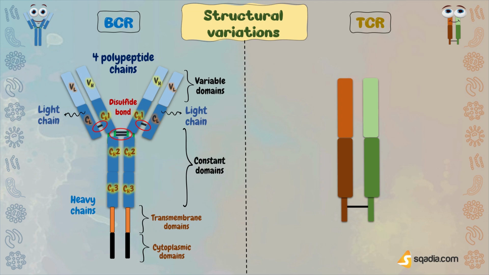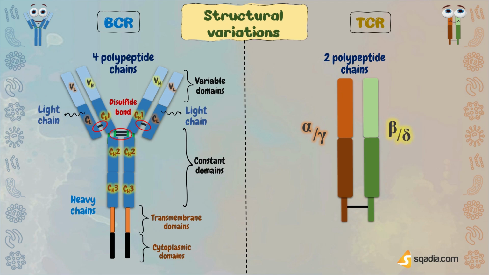Now, let's look at the other side. On the other side, the T-cell receptors, or TCRs, are heterodimeric proteins that are composed of 2 proteins or polypeptide chains. And in most of the TCRs, these protein chains are alpha chain and beta chain, while few are made of gamma chain and delta chain as well.